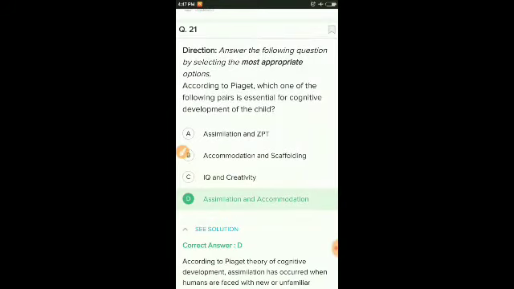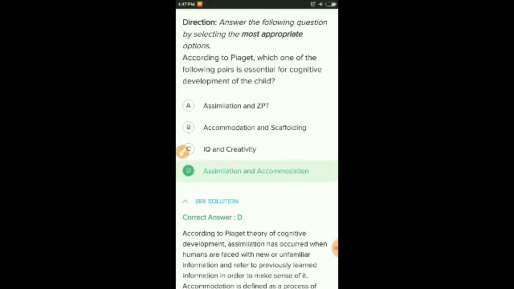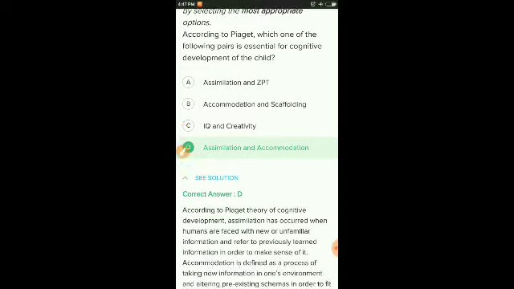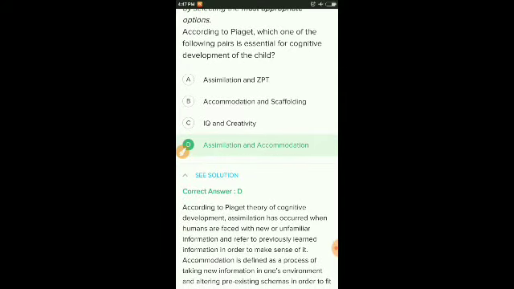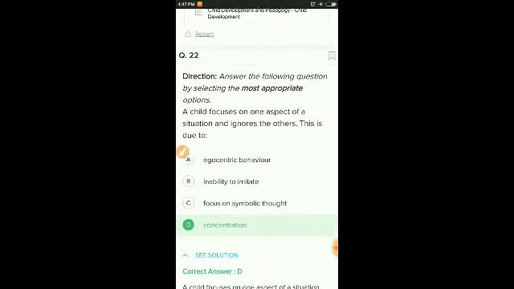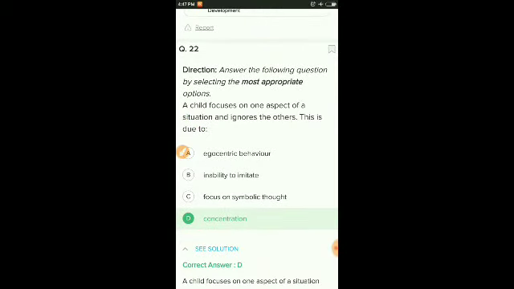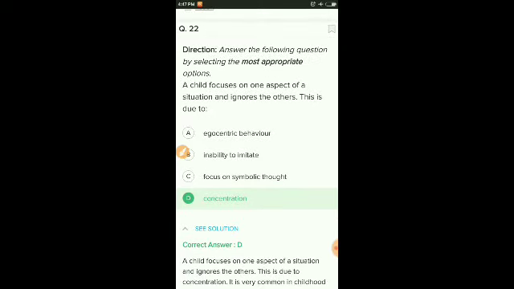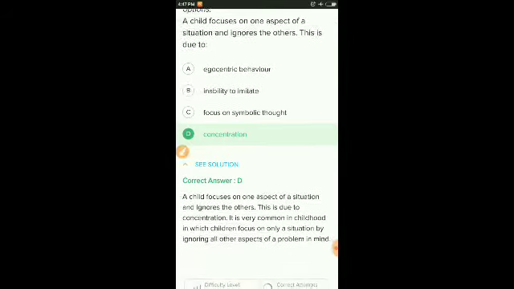Question number 21. According to Piaget, which one of the following pairs is essential for cognitive development of the child? Assimilation and accommodation. Okay, assimilation and accommodation. Question number 22. A child focuses on one aspect of a situation and ignores the other. That is why, due to concentration, if he is concentrated on one situation, then he always ignores the others.